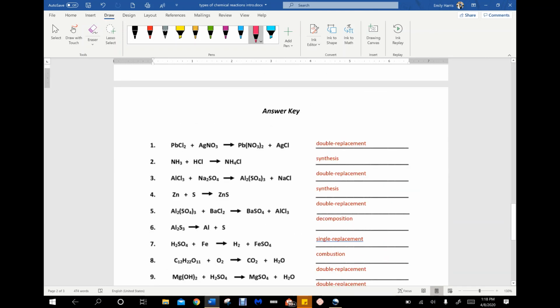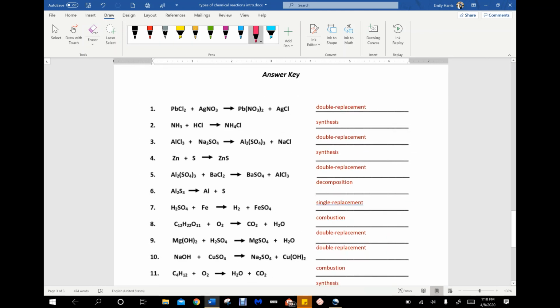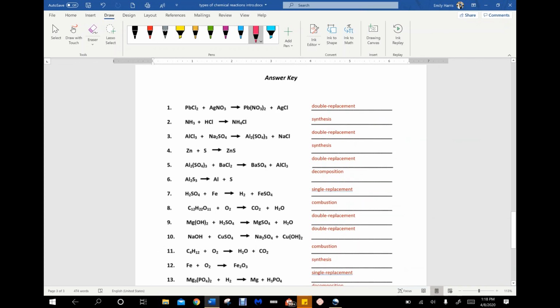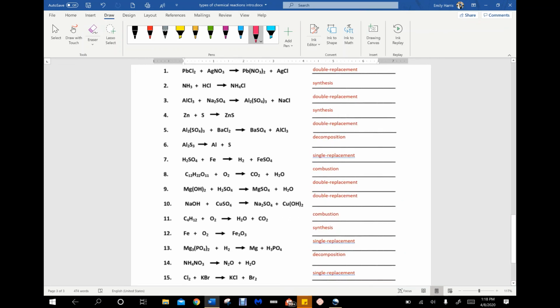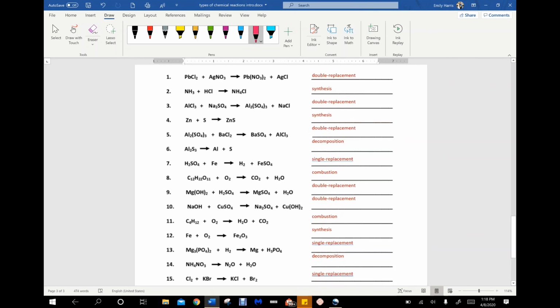All right, and so here's the answer key when you're ready. Zoom out there so you can see it. And again, a copy of this is on Google Classroom, so it's a little more readable. All right, but again, you can pause at this point and check your answers.